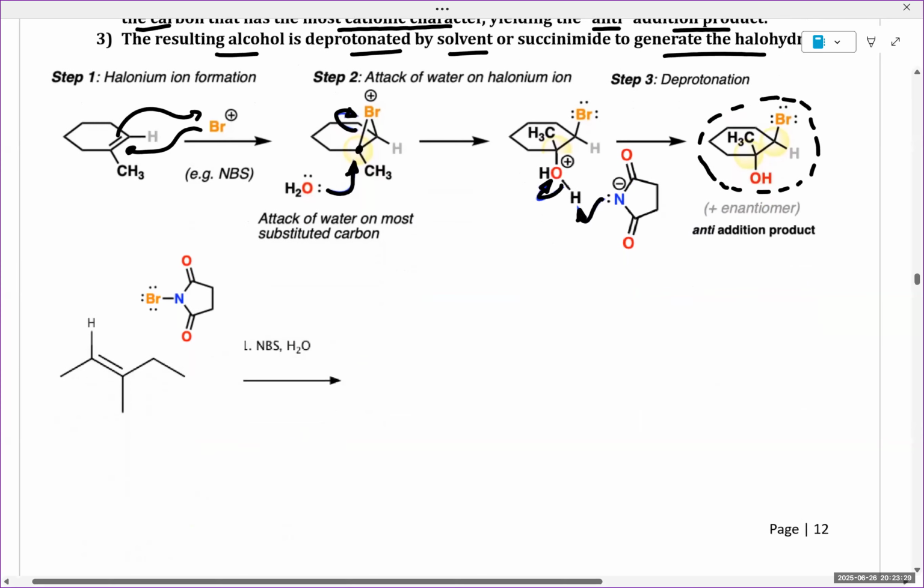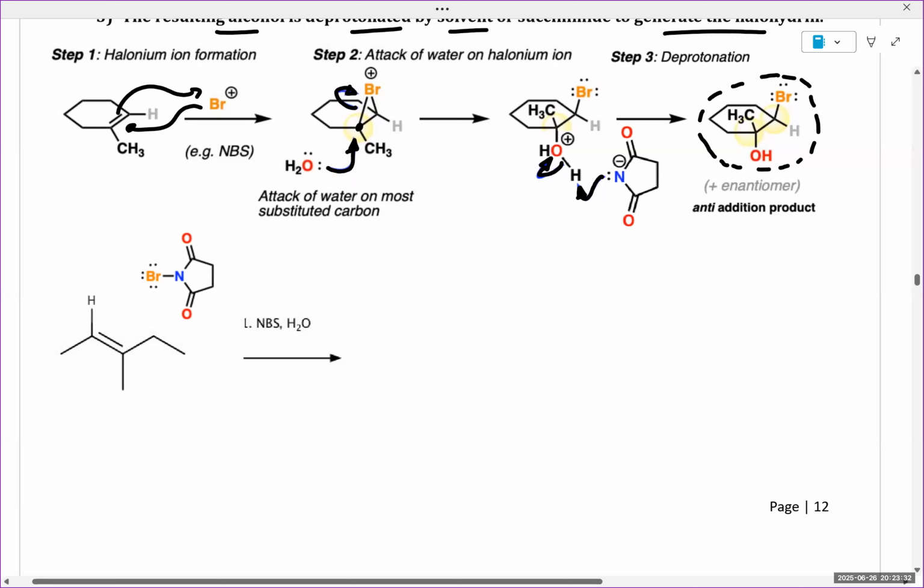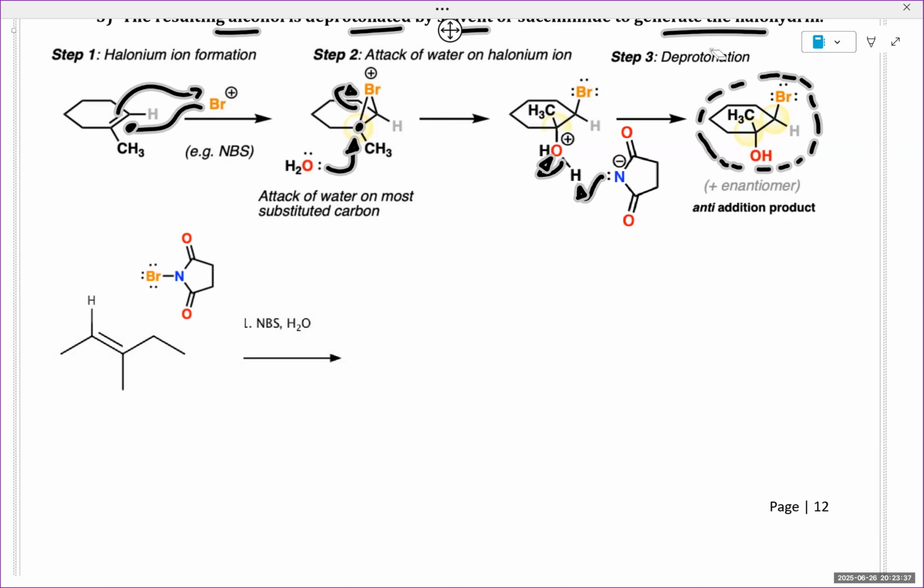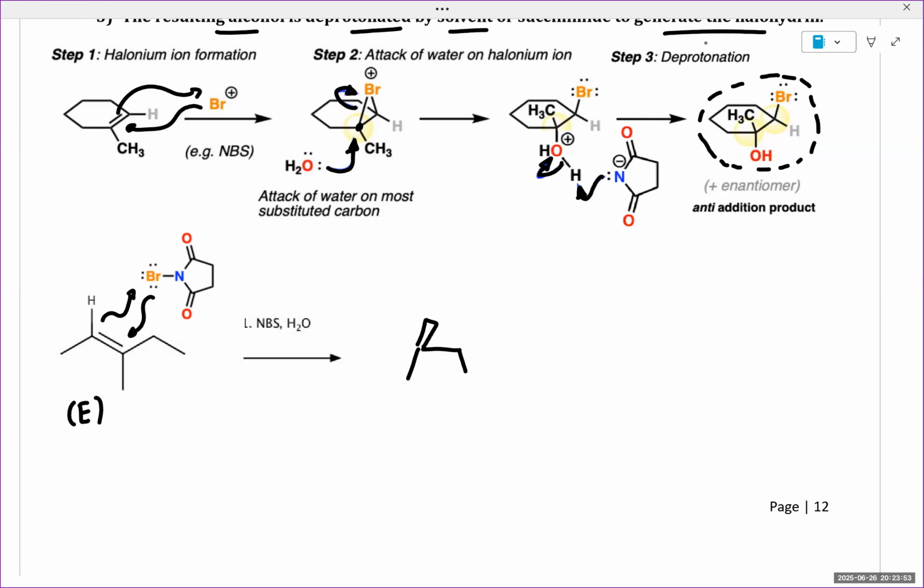Let's do some more practice in drawing the mechanism for this reaction. So in this case, we have the following alkene. This would be an E-alkene. So again, first you cyclize to make a bromonium ion. From here, water is going to attack and open the bromonium ion at the most substituted position.